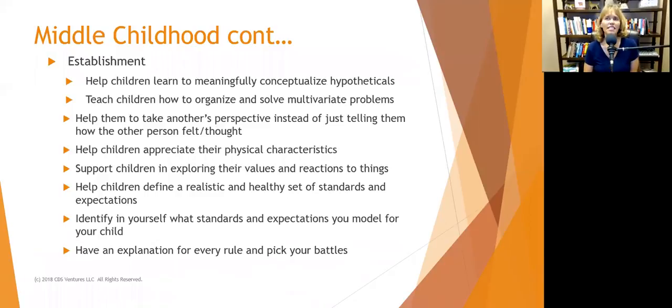Help them define a realistic and healthy set of standards and expectations for themselves as well as for other people. Identify in yourself what standards and expectations you model for your child. So if you hold everybody else to this unreasonably high standard, you can't really expect them to do something different. So you want to look at, what am I modeling versus what am I expecting? And for every rule, have an explanation, and pick your battles, because it's hard to be consistent if you have a rule book that is 7 inches thick. So pick your battles. What things do I have to enforce for the safety and consistency of the home environment?